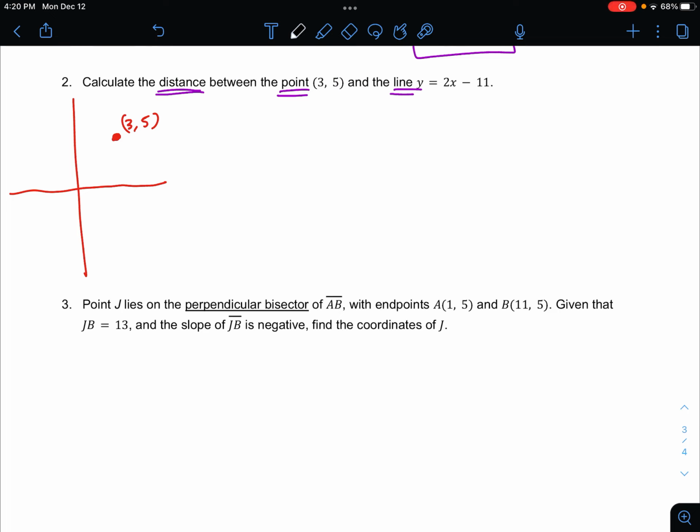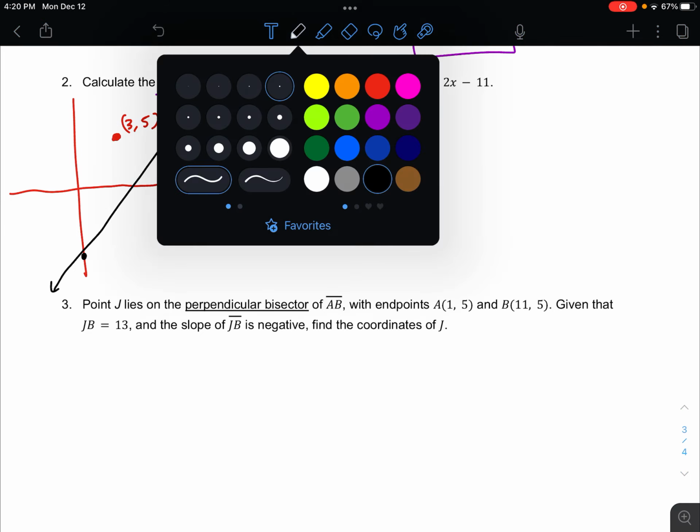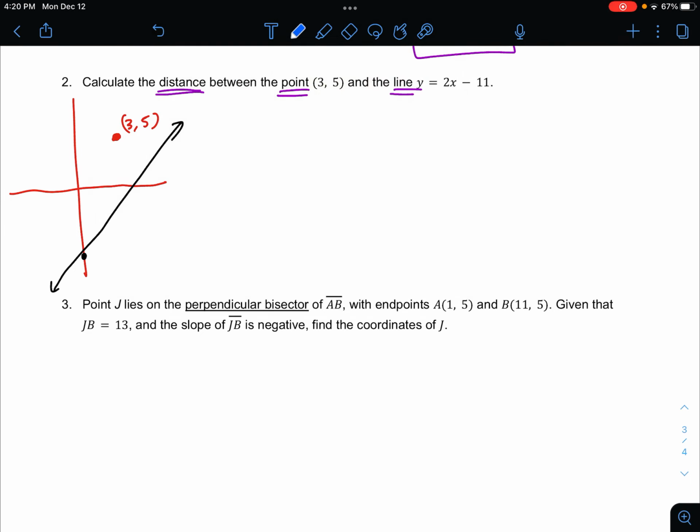That is going to have a y-intercept of minus 11, and it's going to have a slope of 2. I don't know exactly where that's going to go, but I can visualize it like this. That helps me because I want to find the shortest distance, given by the perpendicular segment between that point and the line. So I need to know what coordinate this perpendicular segment intersects at.